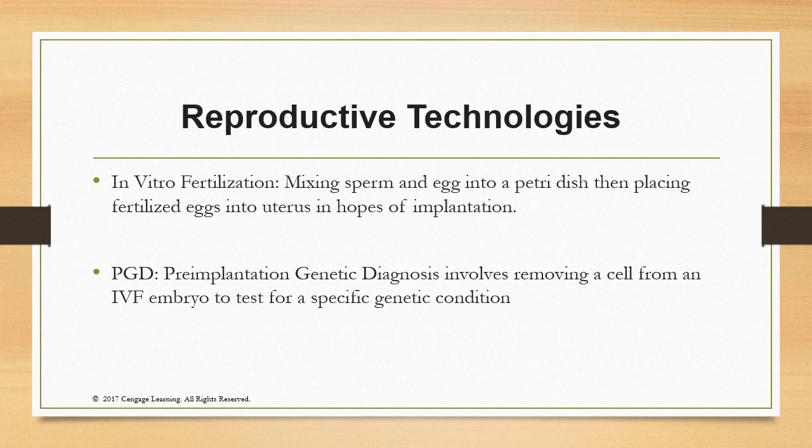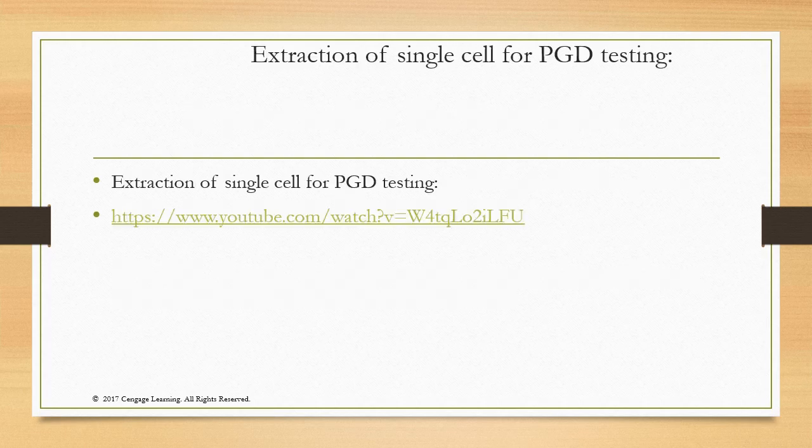And the next slide, you're going to see actually how they take the cell out of the embryo. So this is the slide for the extraction of a single cell. The video is actually in the supplemental videos below this lecture. So it's a 30-second clip. Look at it and see how they take it out of the embryo. And that's just one cell, and they'll be able to determine if that embryo has that disease. So take a look at that.